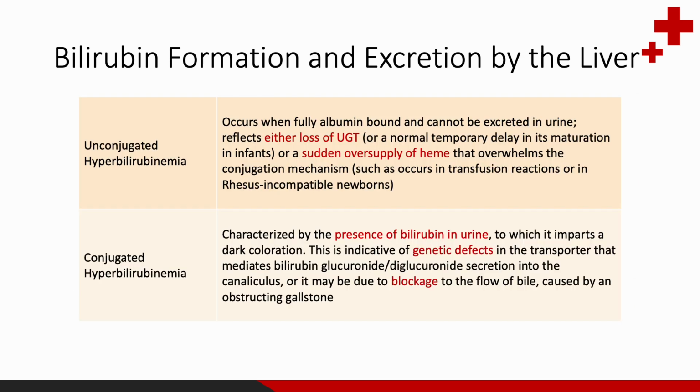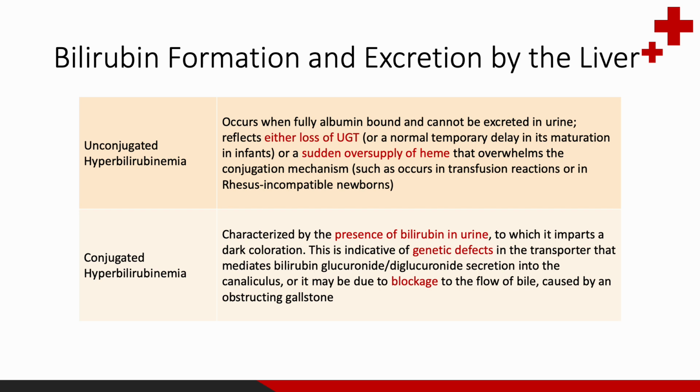Measurement of bilirubin in plasma is an important tool in the evaluation of liver disease. Unconjugated hyperbilirubinemia occurs when bilirubin is fully albumin bound and cannot be excreted in urine. It reflects either loss of UGT or a normal temporary delay in its maturation in infants, or a sudden oversupply of heme that overwhelms the conjugation mechanism, such as occurs in transfusion reactions or in rhesus incompatible newborns.